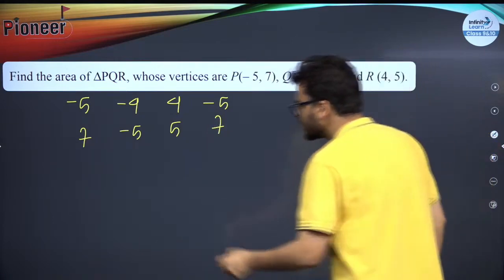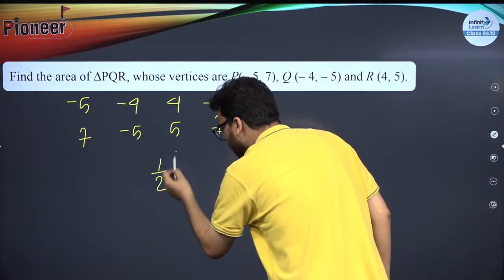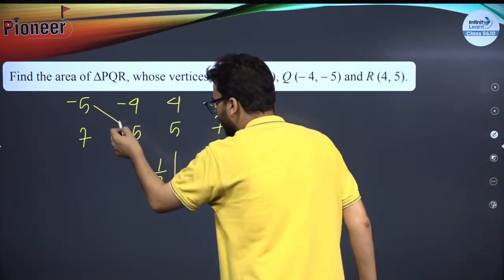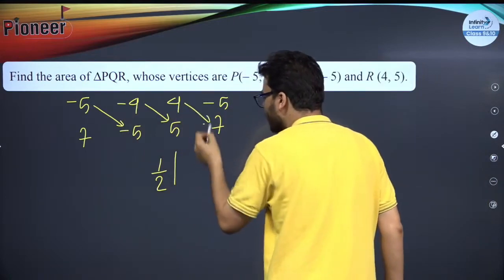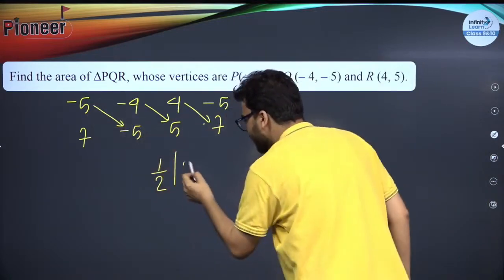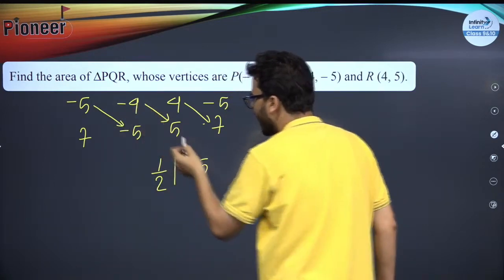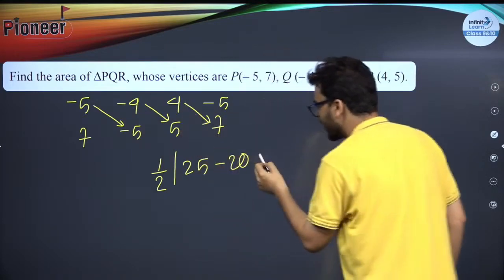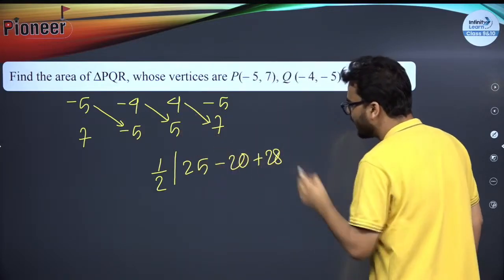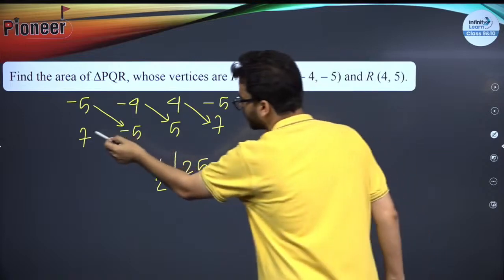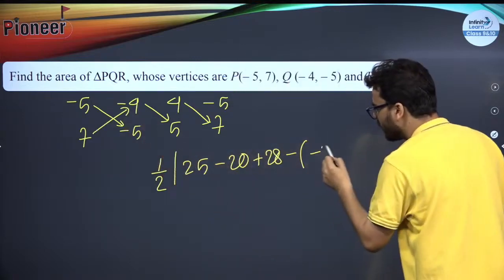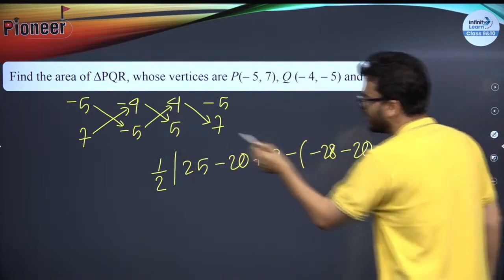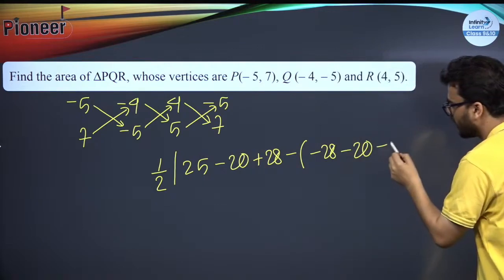Then what you have to do? Area will be half into modulus, which will automatically come because area can never be negative. Then you multiply the downward arrows, and then you have to add. Minus 5 into minus 5 will be plus 25. Minus 4 into 5, if you multiply them, you will get minus 20. 7 into 4, what are you going to get? 28. Correct? And then you have to subtract the upward arrows. Minus 28 over here, and then you will get minus 20, and then you will get minus 25. I hope this is clear.